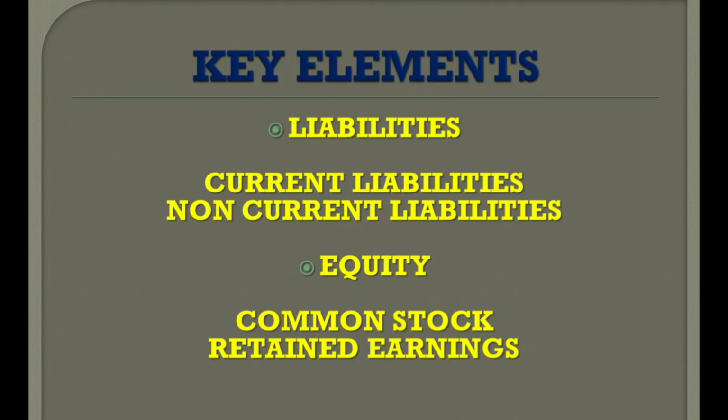The examples of current liabilities are short-term loans, accounts payable and some portions of long-term loans also. When it comes to long-term or non-current liabilities, the examples are bonds payable, some tax liabilities and some lease obligations. When it comes to equity, common stock and retained earnings can be taken as the key elements under equity.